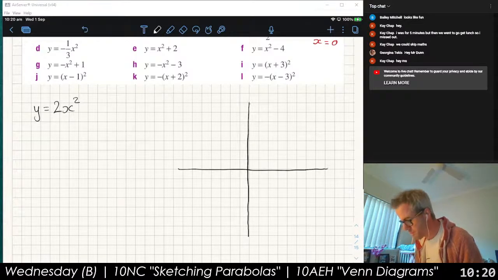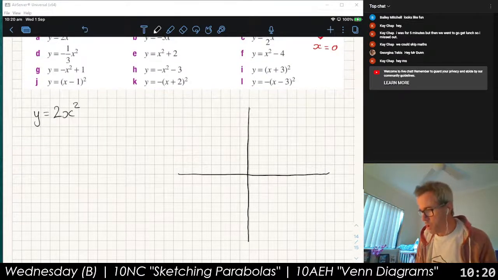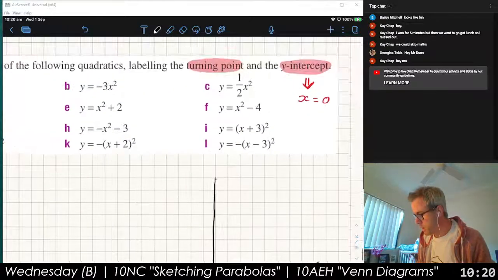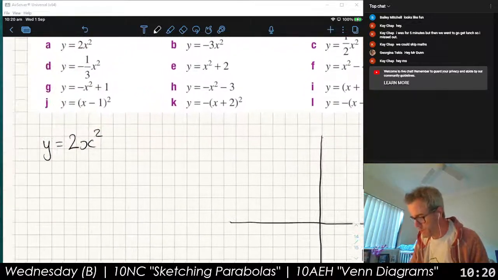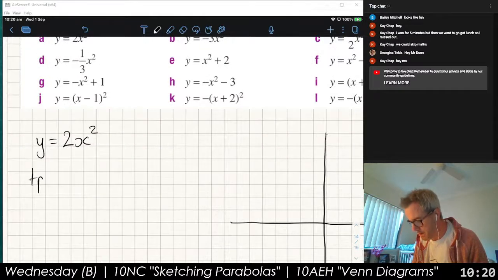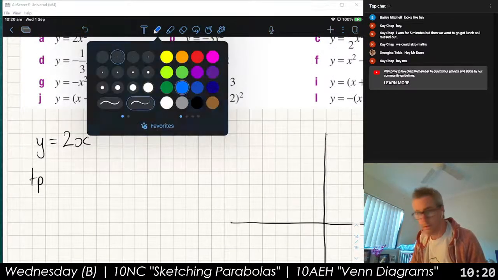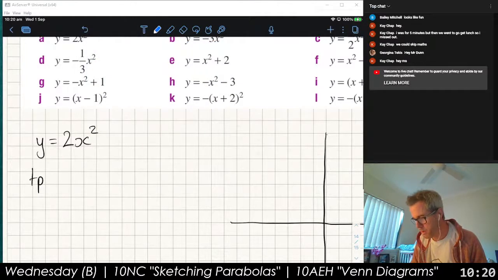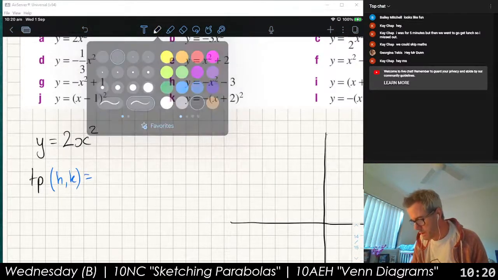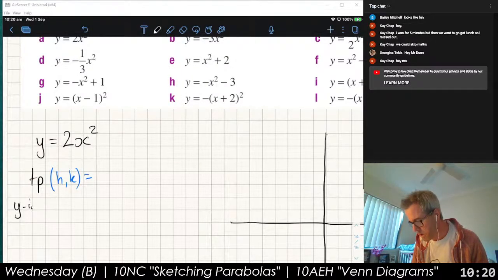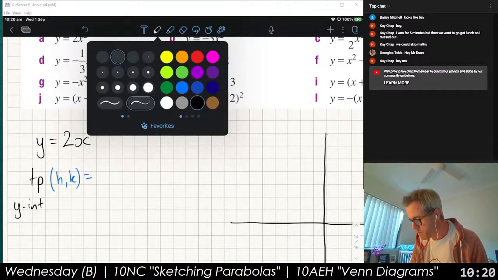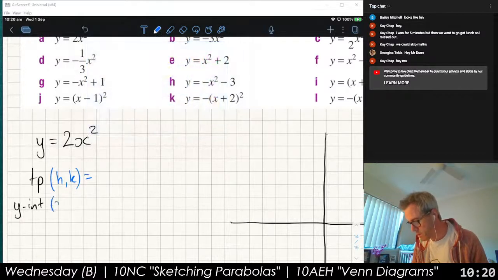That's pretty good. Now, out of this, we want two things. We want our turning point and we want our y-intercept. So let's get our TP. Now remember our turning point. What is the indication for our turning point? It is h, the coordinates of hk. Coordinates of hk. Our second thing that we want is our y-intercept. Now that is going to be when x is equal to 0.